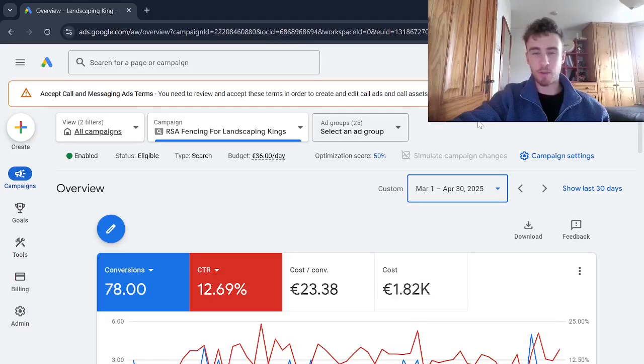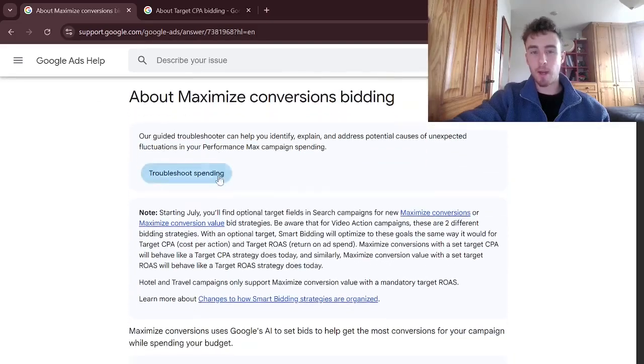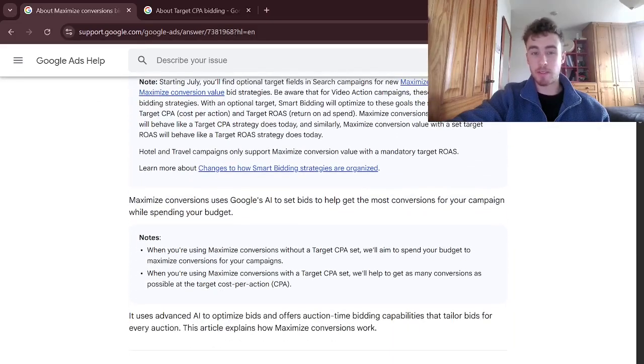In today's video, we're going to walk you through whether you should use maximize conversions or maximize conversions with a target CPA as your bidding strategy for Google Ads, depending on where you're currently at with your own campaign lifecycle. Now, just to distinguish between the two bidding strategies, maximize conversions as a whole basically uses Google's AI to set bids to help get the most conversions for your campaign while spending your budget. So in simple terms, with maximize conversions, you're basically just telling Google to get you as many conversions as possible, and you have your full daily budget to do so.